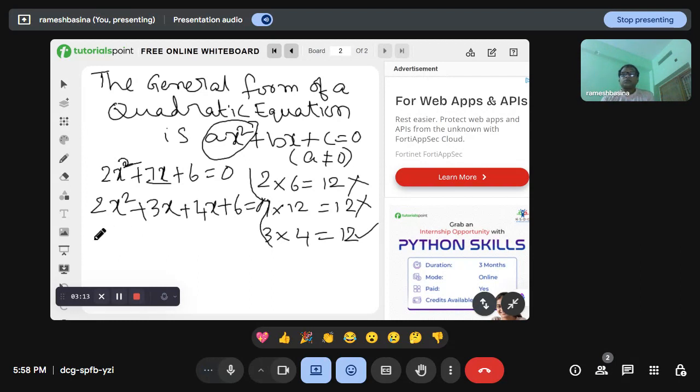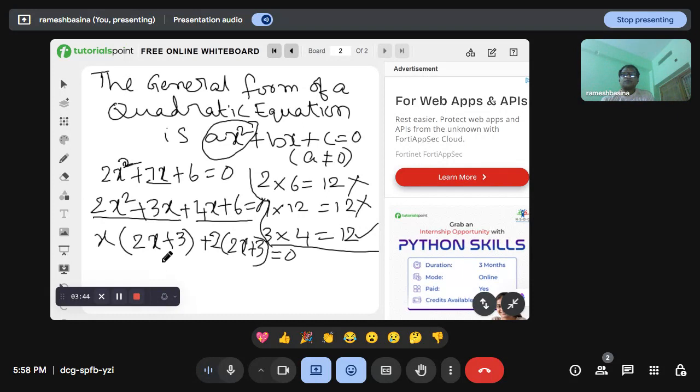Next, in the first two terms, take x common. If you take x common, 2x is remaining here, and 3 is remaining. And next, in the other two terms, 4 and 6, the common factor is 2. If we take 2 common, then this is 2x plus 3. 2 into 3 is 6.